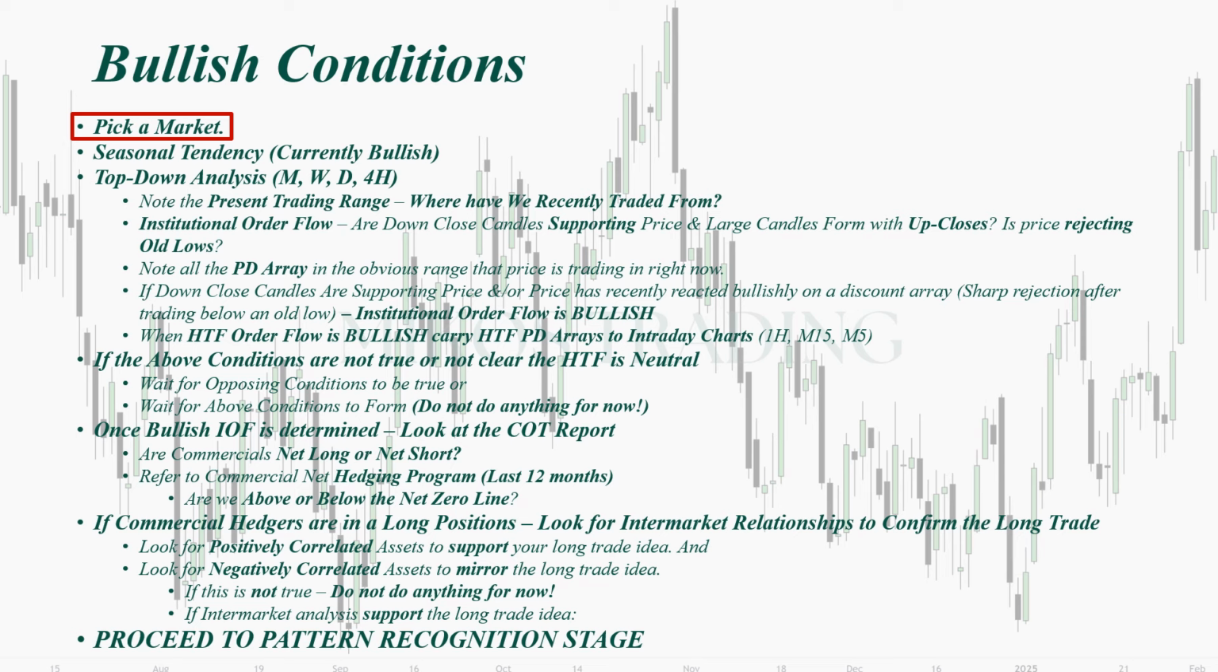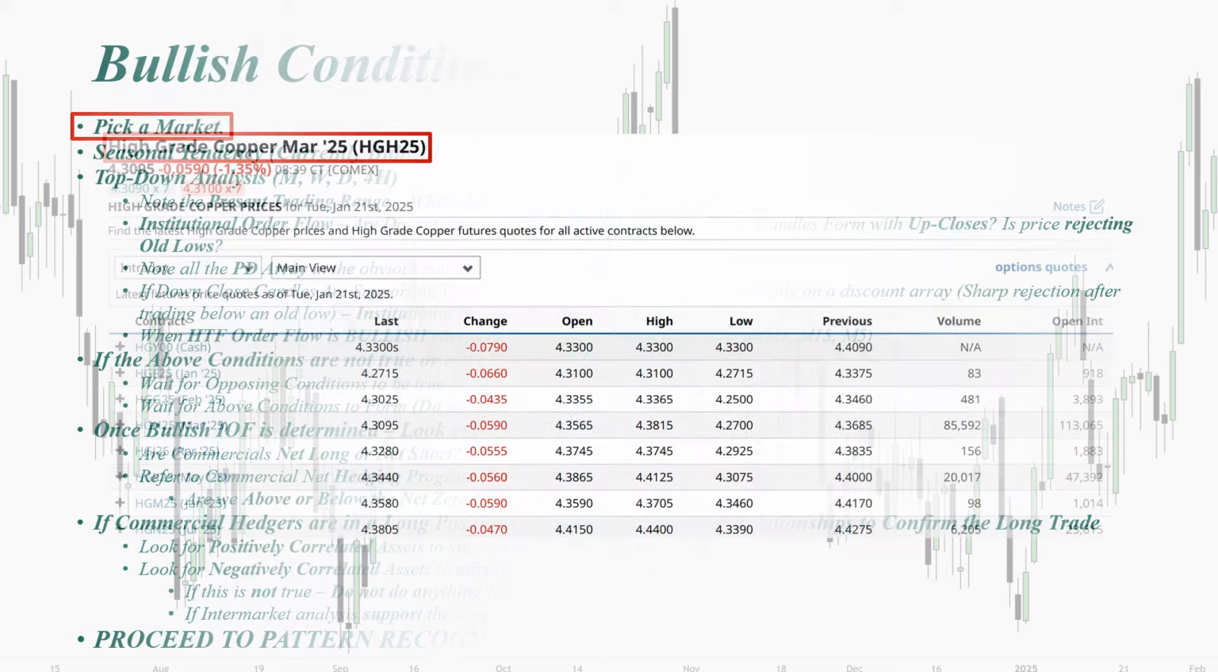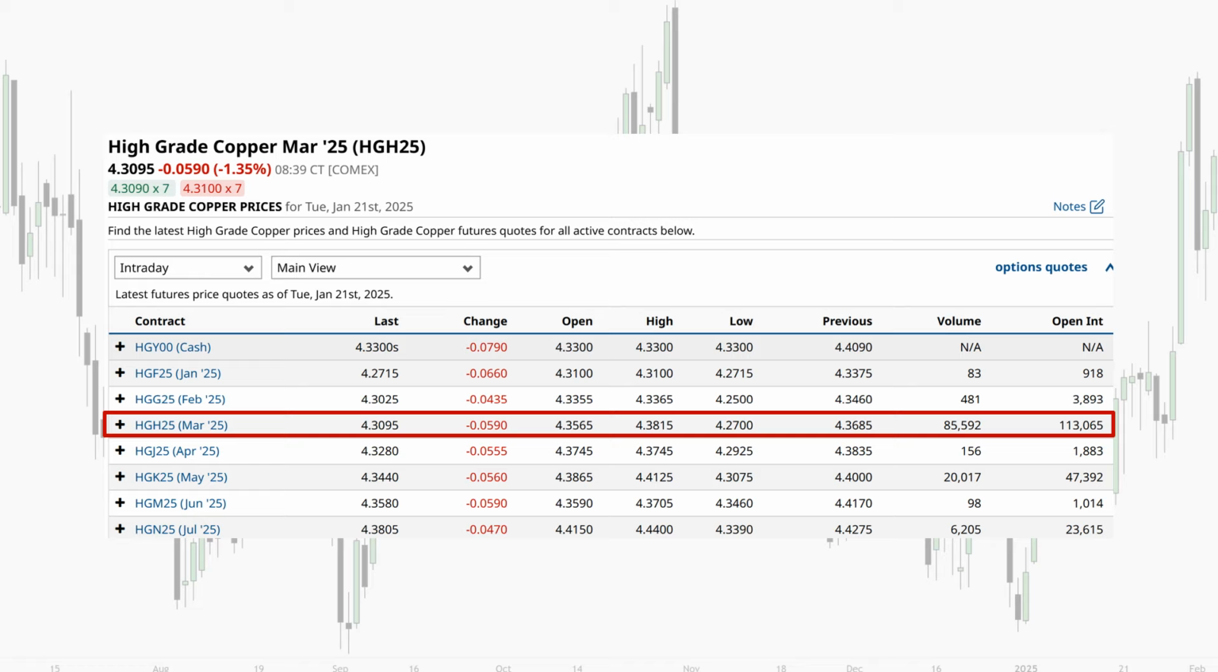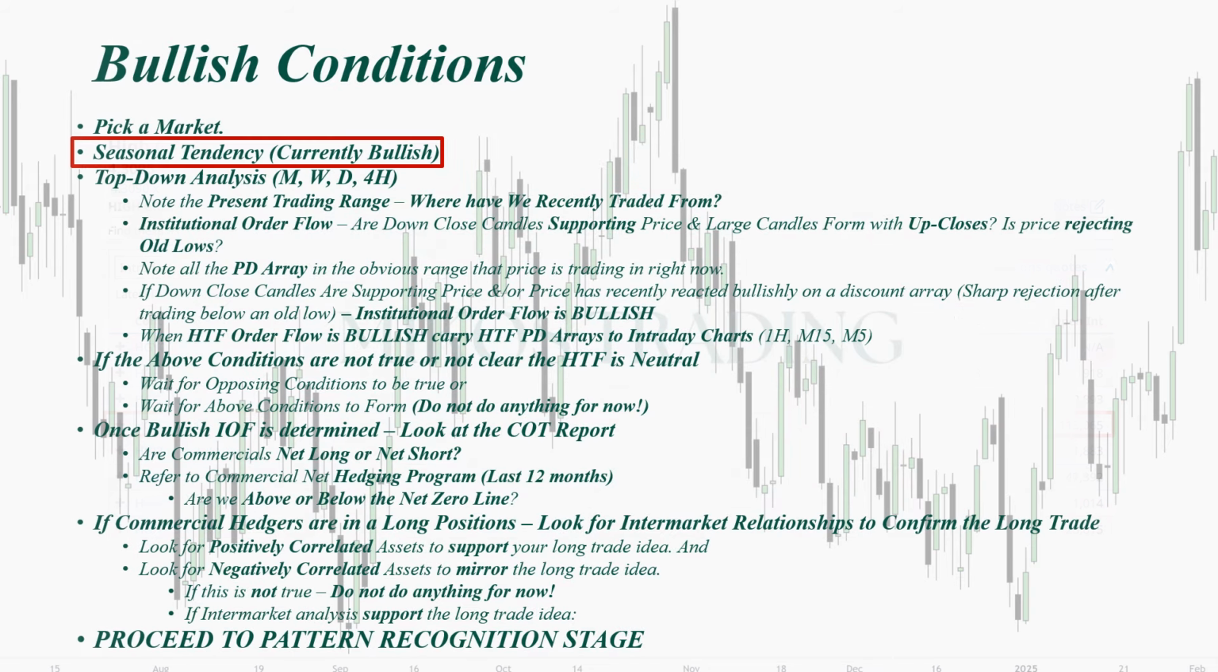I start the process with picking a market that I'm looking to trade. In this example, I chose to trade the high-grade copper futures contract. I always take my short-term trade on the contract with the highest volume and/or highest open interest. In this case, that was copper's March futures contract. After I pick the market, I refer to its seasonal tendency.